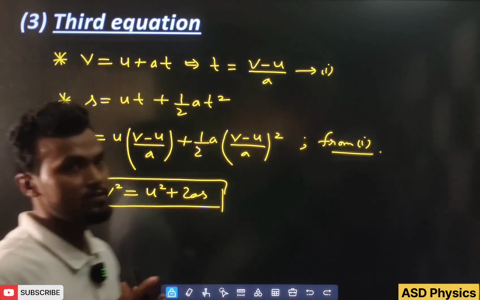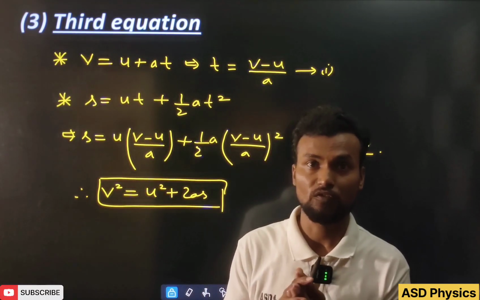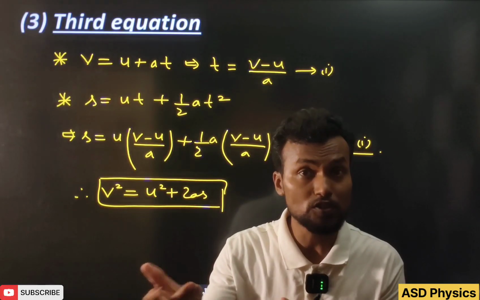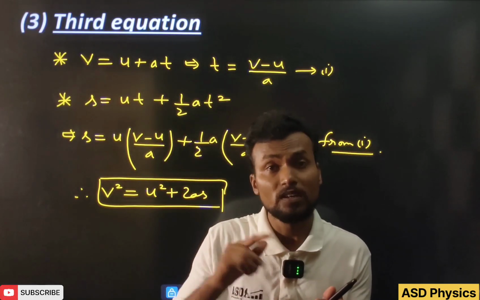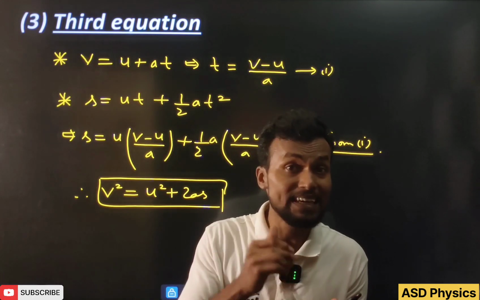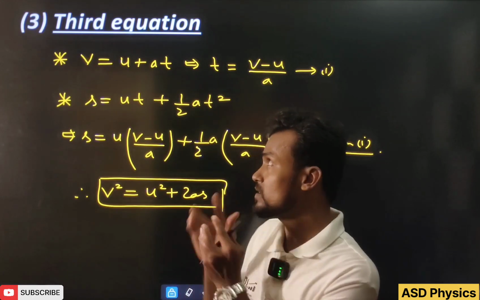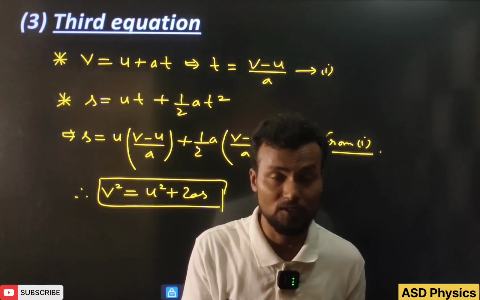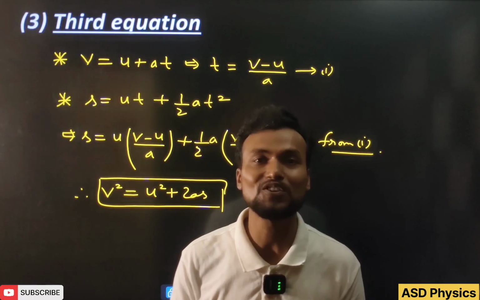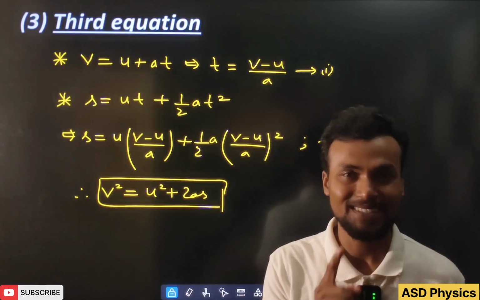So students, in this video we have learned equations of motion: when to use them, for uniform acceleration, that means when a is constant, and when not to use them, for non-uniform acceleration, that means when a is variable. We have done the derivation by the calculus method and by the velocity time graph method also. I hope you have understood this video very well. Keep studying, keep growing.